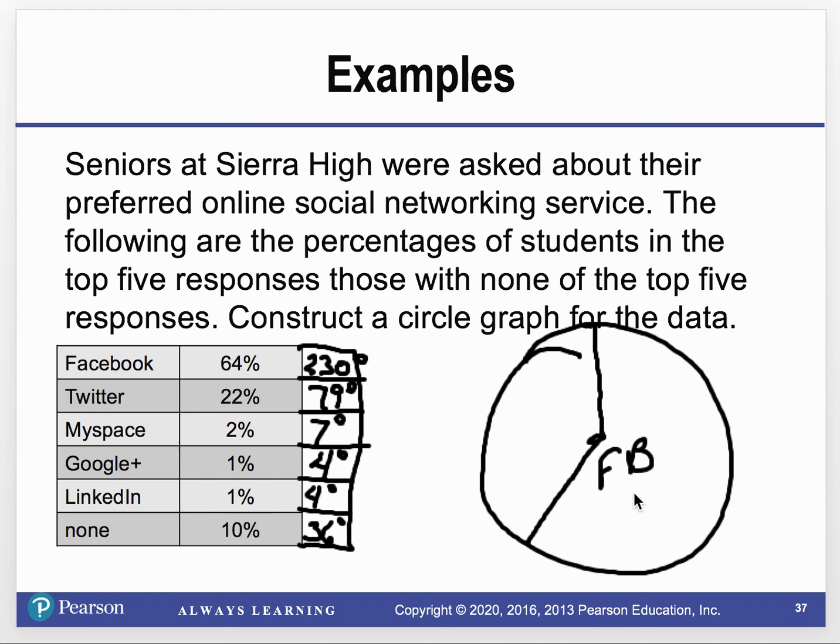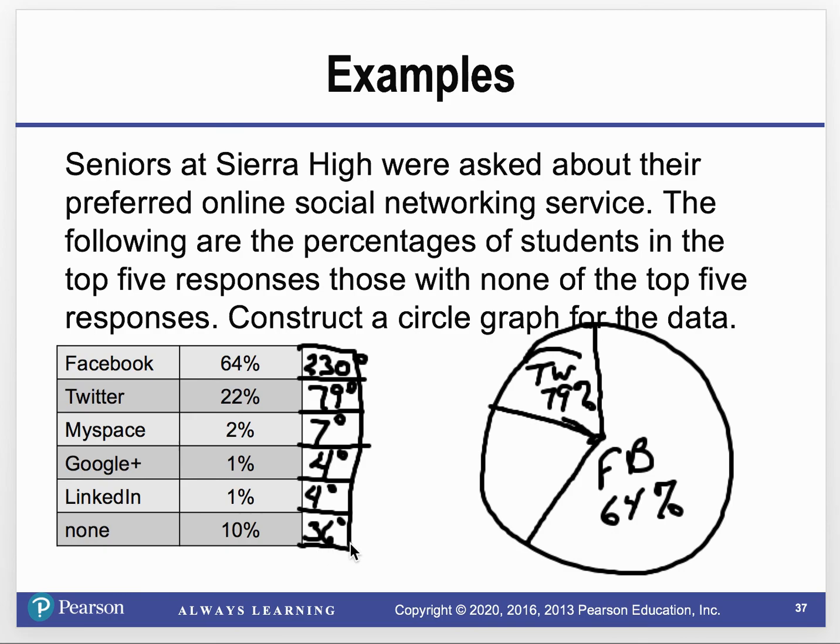Okay, Facebook, 64%. 79 degrees, straight across here would be 90. So I'm going to go maybe a little too far, like this, and do Twitter, 22%. Okay, so we've got 36 degrees here.